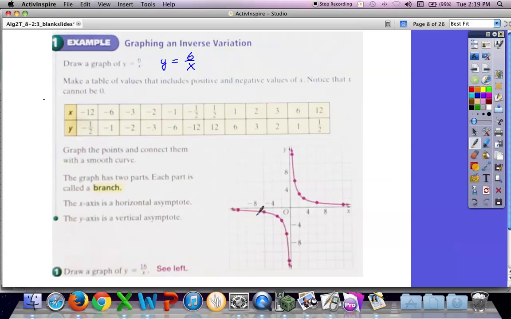Right? This is what you call a discontinuous graph, because I could draw one part of the graph, but in order to draw the other part of the graph, I've got to pick up my pen and go to the other part and then draw that. Each one of those is called a branch.